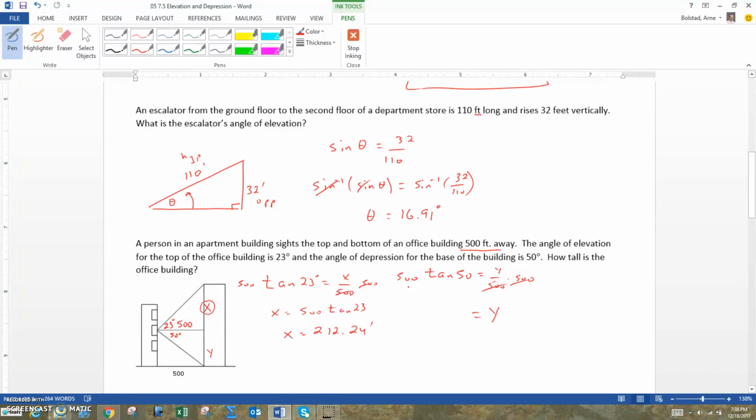I believe we'd end up at 595.88 feet. If we add those two together, we'll end up at 808.12 feet. So that would be the height of the office building. All right, so we're going to the back side, so flip the page over.